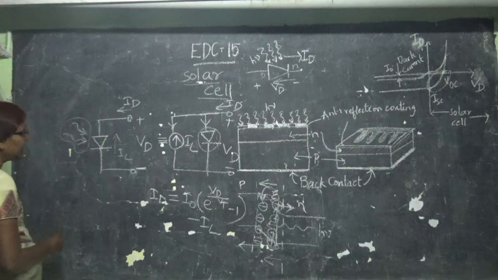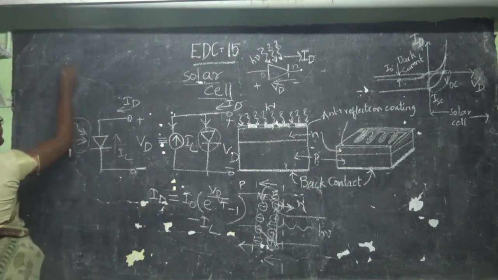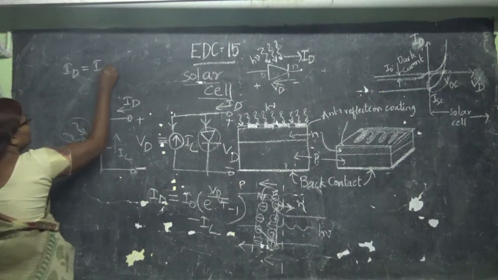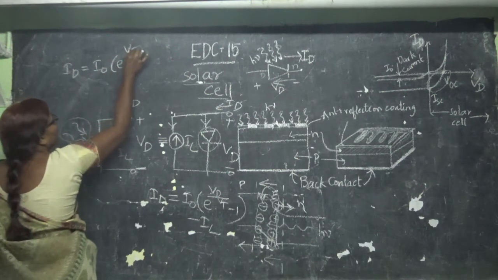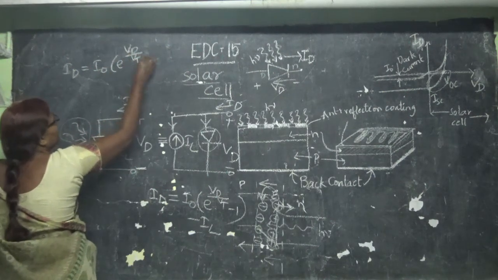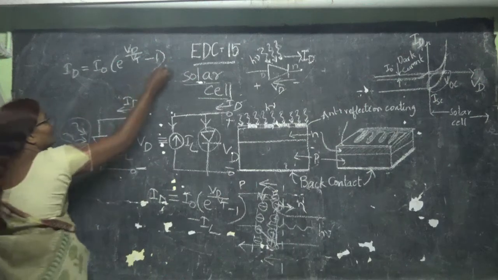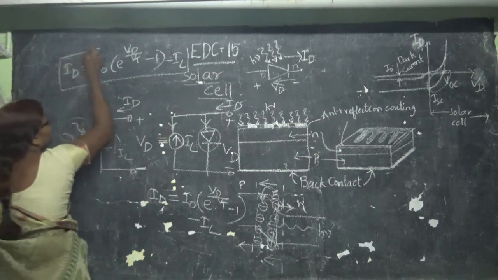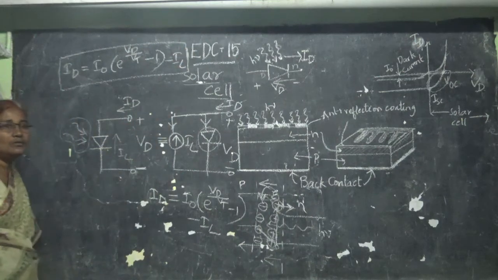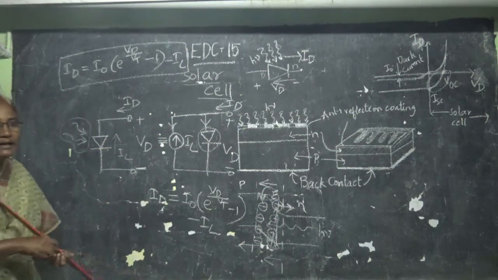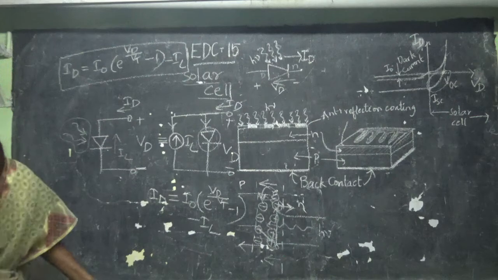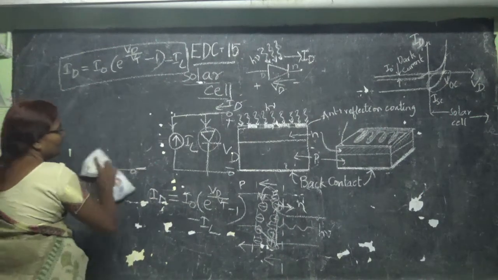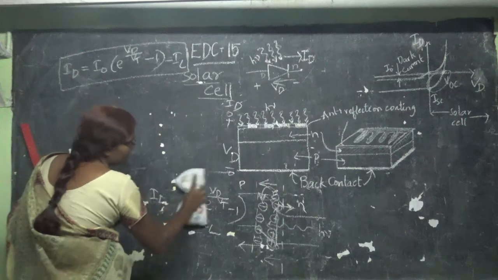So what is my ID? ID is equal to I naught into e to the power of Vd by Vt minus 1, minus IL. So this is the equation I will get for the solar cell. So now, by remembering this, now I will go to my characteristic.